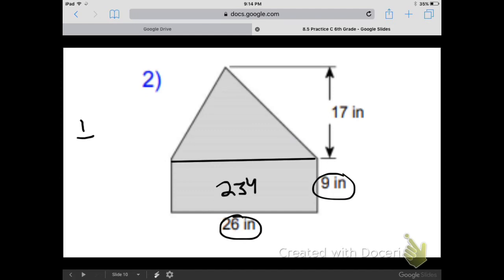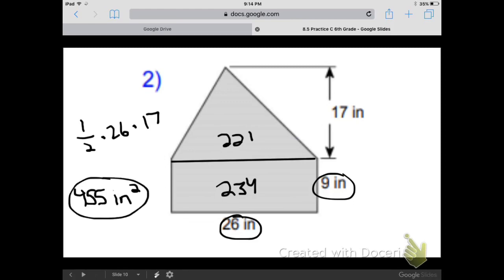And then we do half times base, which in this case is 26, times the height, which is 17. Alright, we can simply throw that into the calculator, times 26 times 17. You should get 221. Alright, we're going to add those two together, which is 455 inches squared. Please remember your unit of measure. Teachers are going to mark that wrong.